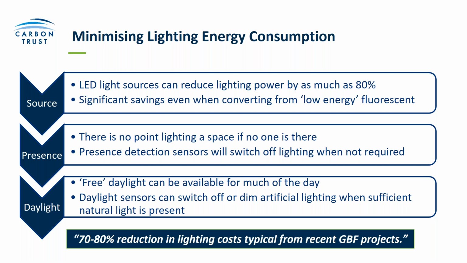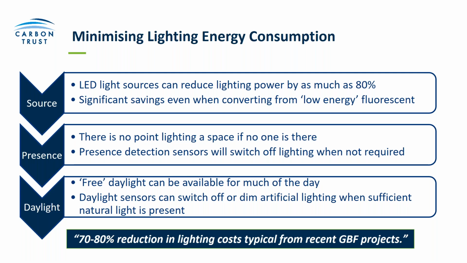60–70% certainly. And in addition to improving the light sources, it's worth looking as well at that point on improved controls. So with regard to presence detection, there's no point lighting a space if nobody's there. So it's worth looking to install PIRs, which will detect movement and switch off the lighting when it's not required. That can be done at an individual luminaire basis, or can be done on a room by room or space by space basis.